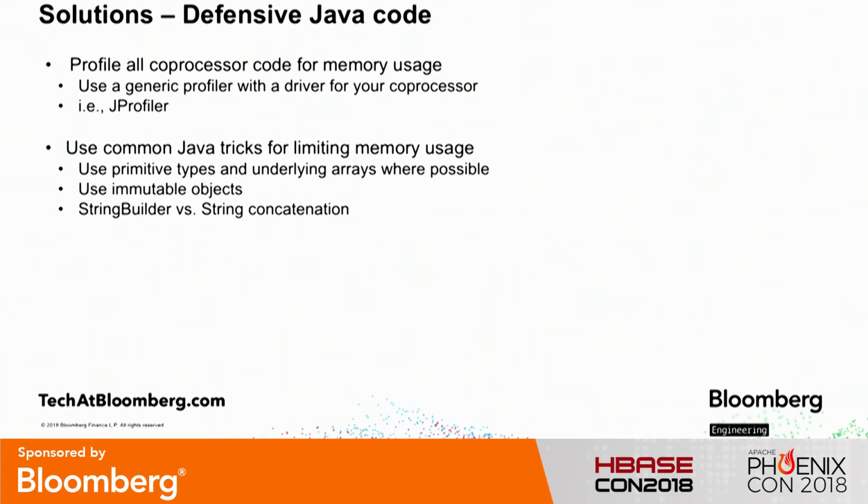So the solution there is, again, you need to write defensive Java code. Everything needs to be reviewed. You've got to profile everything that you do. You should use something like JProfiler or some other Java profiler to make sure you're not wasting a lot of memory. And you do standard Java tricks like using primitive types and underlying arrays. You don't use object types. You try to use immutable objects, and string builders versus concatenation. And a very standard thing is just to make sure that you keep your memory usage as low as you possibly can within your jars.